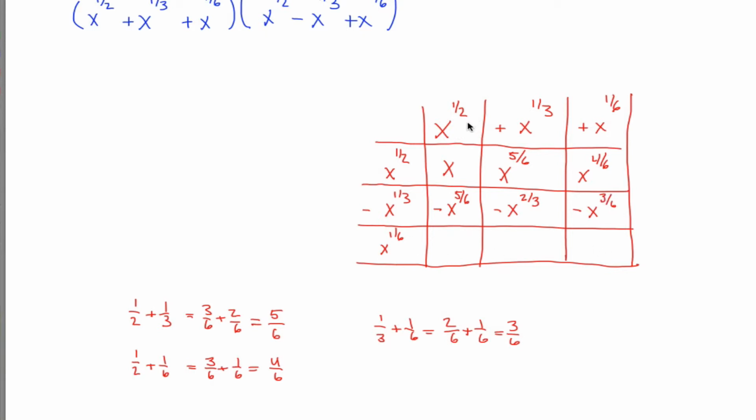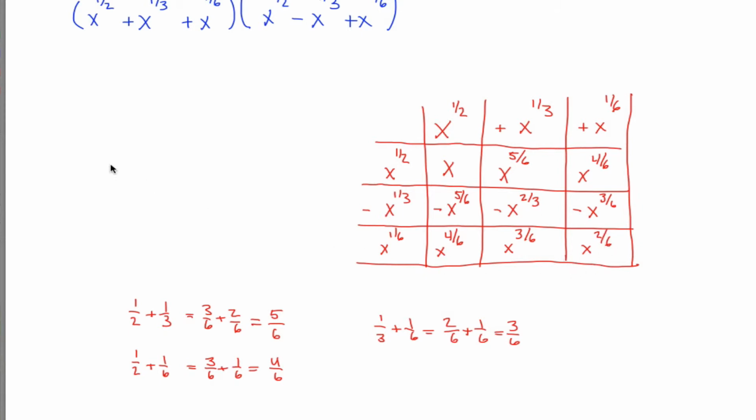x to the 1/6 times x to the 1/2. Have I done that one yet? Yeah, 1/2 plus 1/6 is just 4/6. So I'll get x to the 4/6 down here. x to the 1/6 times x to the 1/3. 1/6 and 1/3 is 3/6. So right here I get x to the 3/6 power. And then finally x to the 1/6 and x to the 1/6. Add 1/6 and 1/6 to get 2/6.